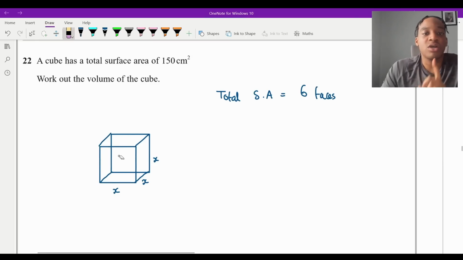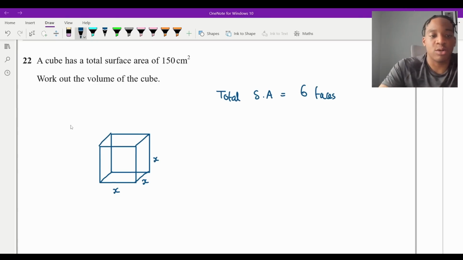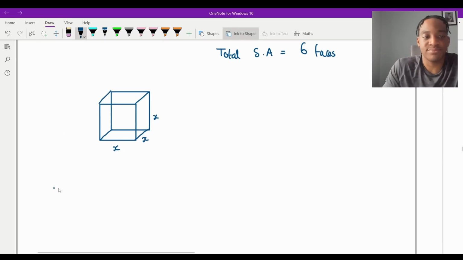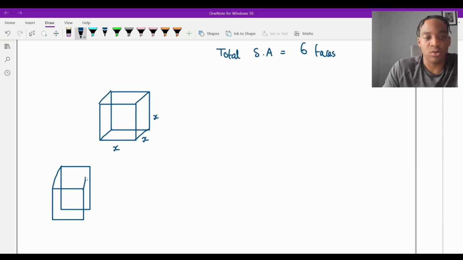Now, the question asked us to work out the volume of the cube. This is another thing that you need to remember. The volume of any cube or even cuboid, I'll just draw another general shape here, a cuboid like this. It's the exact same formula for both cuboids and cubes. But remember, a cuboid is a rectangle, one of the faces is a rectangle. So if I have the width, the length, and the height, the volume is equal to the width times the length times the height. And that is the same for a cube.